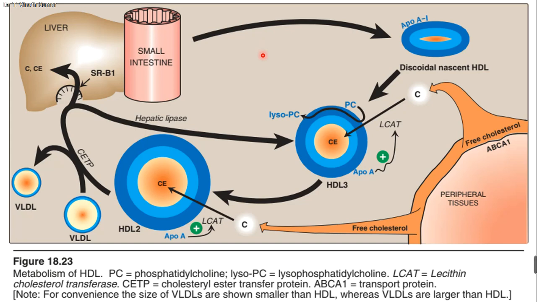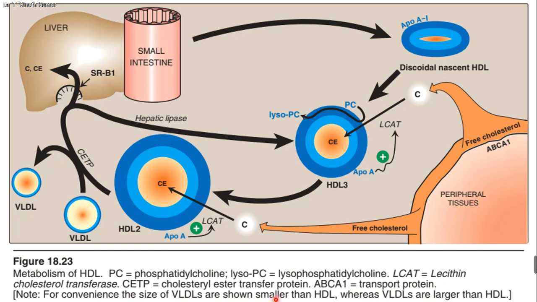Next, coming to HDL. This is a little complicated compared to the others, because it is entirely different. No lipoprotein lipase is involved here. Hepatic lipase is involved, and two other enzymes as well. We can see the abbreviations: PC means phosphatidylcholine, which we already studied in phospholipids; lyso-PC means lysophosphatidylcholine; LCAT is lecithin cholesterol acyltransferase; CETP means cholesterol ester transfer protein; and ABCA1 is a transport protein for free cholesterol.